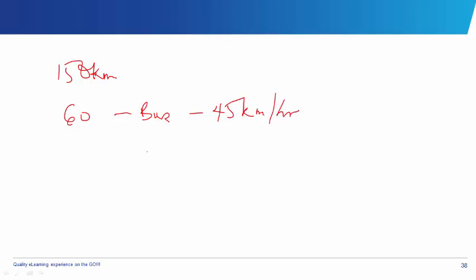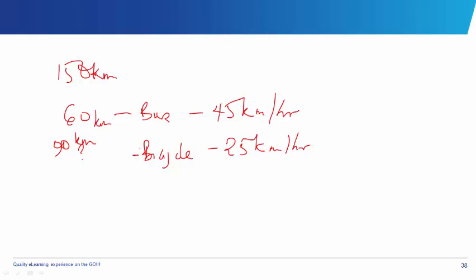Okay, let's note the important things. The total journey is 150 kilometers. 60 kilometers of the total journey was by bus, and the speed for that part was 45 kilometers per hour. The rest of the journey was by bicycle at 25 kilometers per hour. What we don't have here is the other part of the journey, which is the rest of the journey, which means 150 minus 60, which gives us 90. So 90 kilometers was by bicycle.